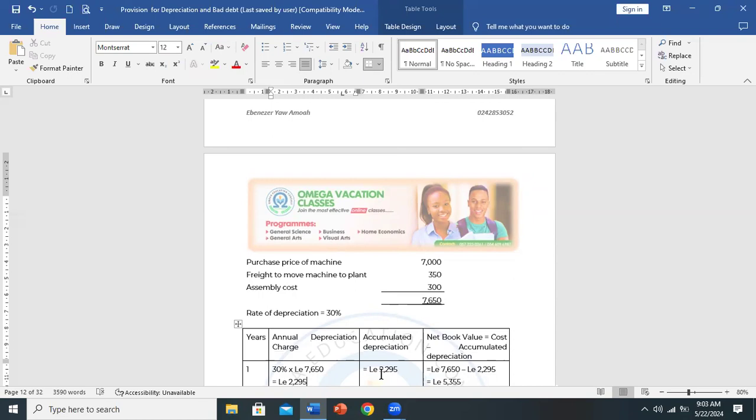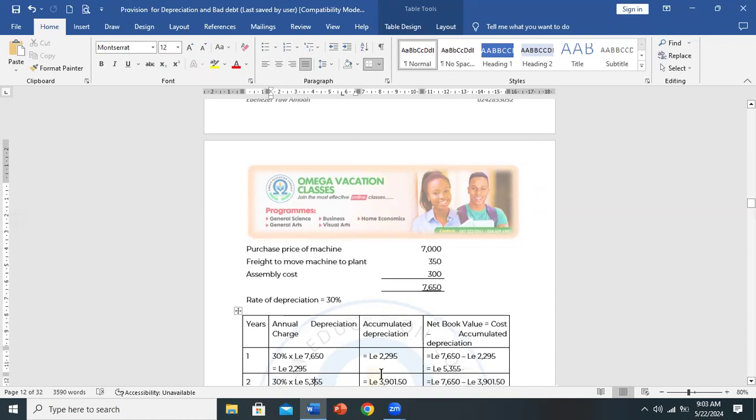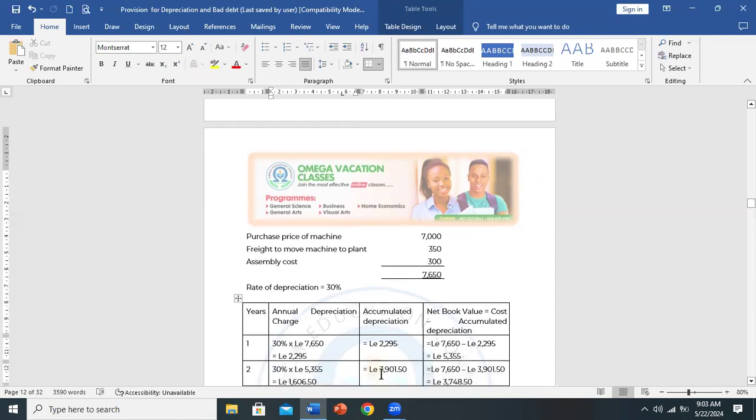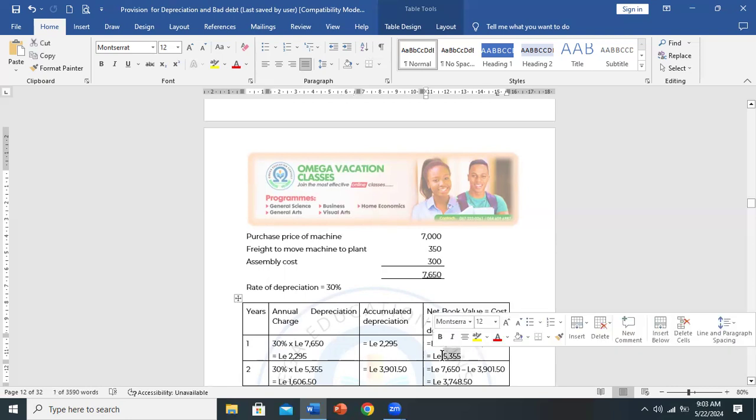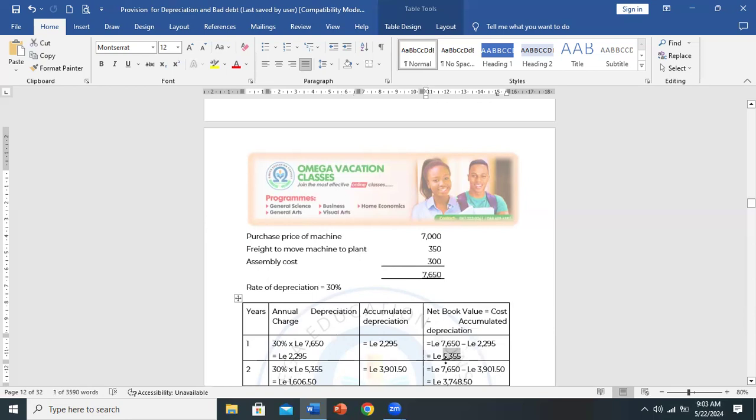Remember, it's the reducing balance method. So in the second year, you need the cost of the asset minus the previous depreciation you have charged. So in this case, it will be 7,650 minus 2,295. So we are going to get a net book value of 5,355. So in the second year, you apply the rate on this net book value.